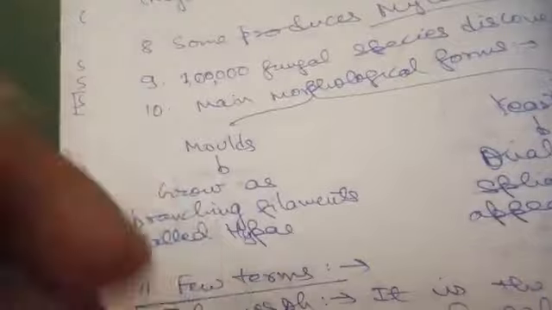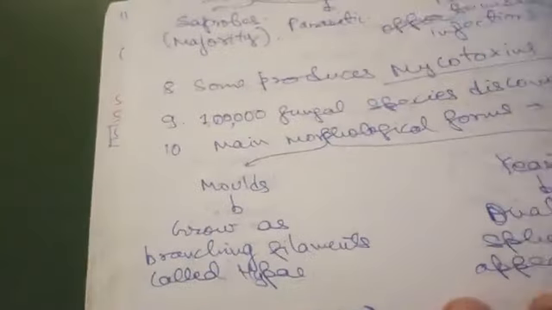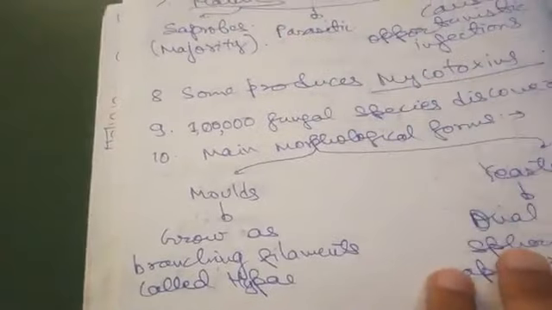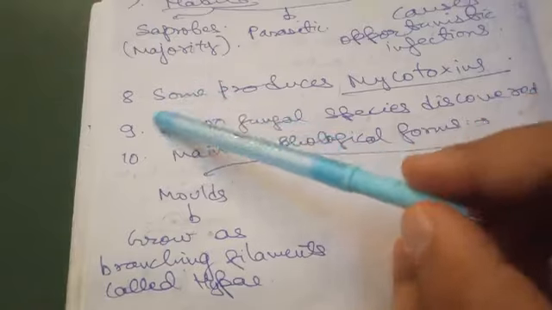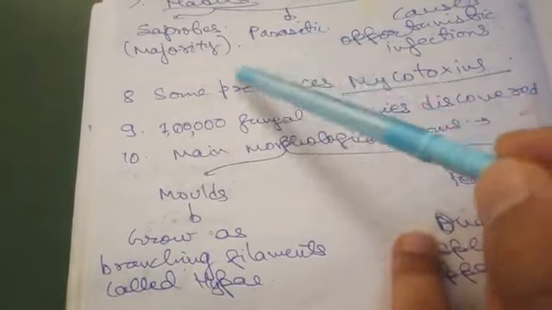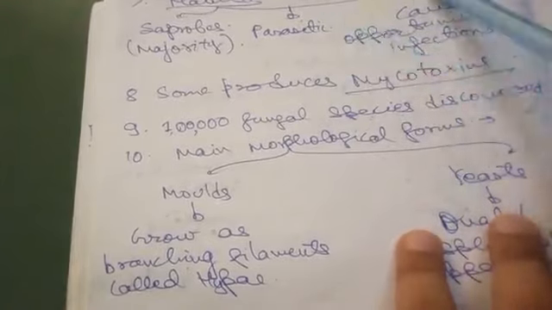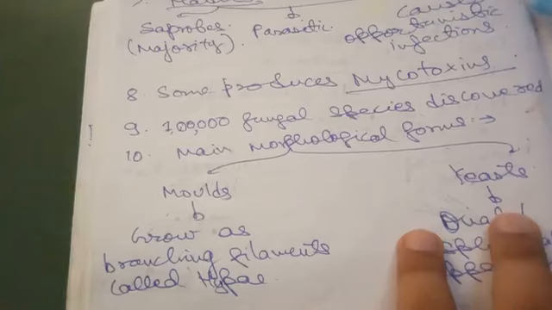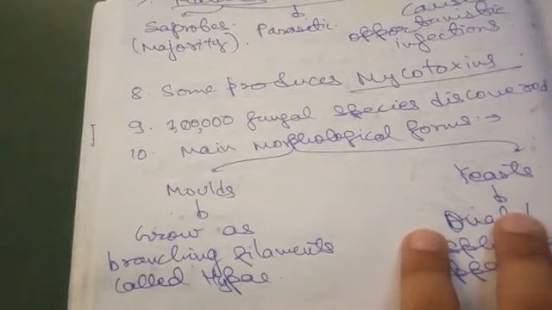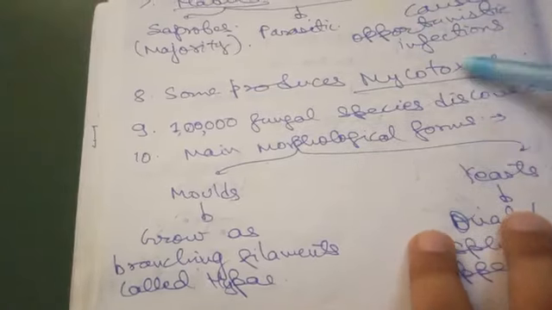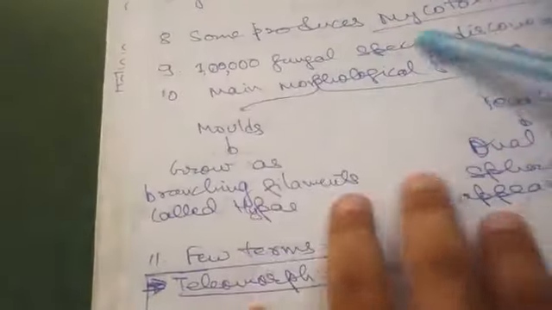Okay. Now if we talk about their habitats, there are three major types of habitats: saprobes, parasitic and commensals. Saprobes means saprophytes. Majority of the fungus are saprophytes, that is they survive on dead and decaying organic matter. Parasitic, which causes infections, and opportunistic infection is part of parasitic only. And commensals is a form of symbiotic relationship. Commensalism is a form of symbiotic relationship or mutualism in which the fungus or any organism will live with the host without harming the host. Okay. Some produce mycotoxins, so again parasitic. 1 lakh fungus species have been discovered.